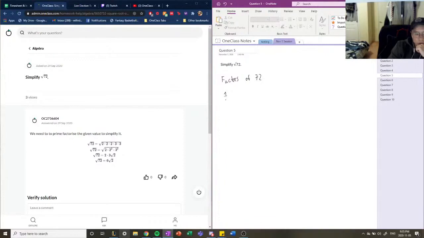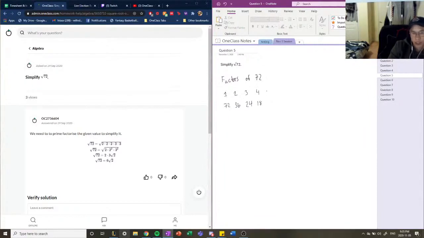Well, of course, we have 1 and 72, right? 1 times 72 equals 72. What about 2? 2 times something equals 72. 2 times 36 equals 72. Okay, cool. How about 3? 3 is also a factor, and its pair is 24. How about 4? 4, its pair is 18.